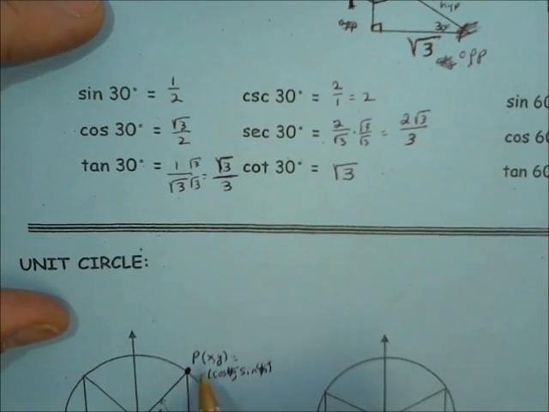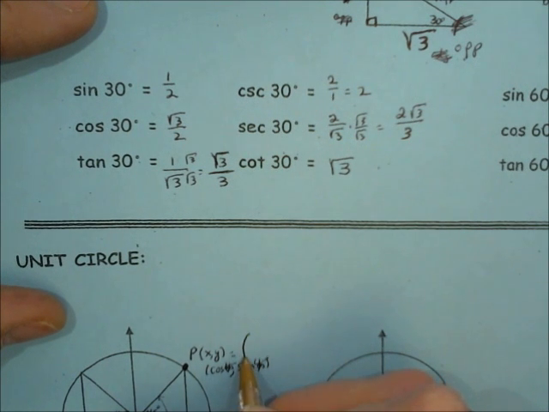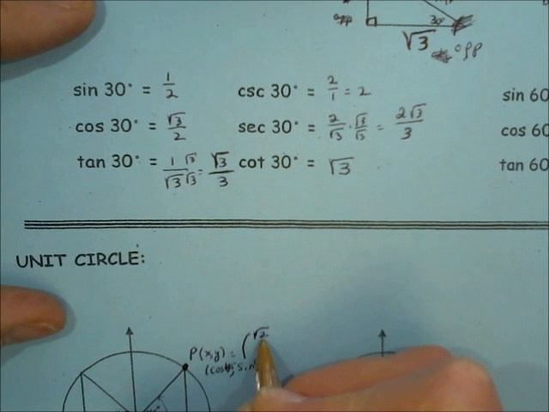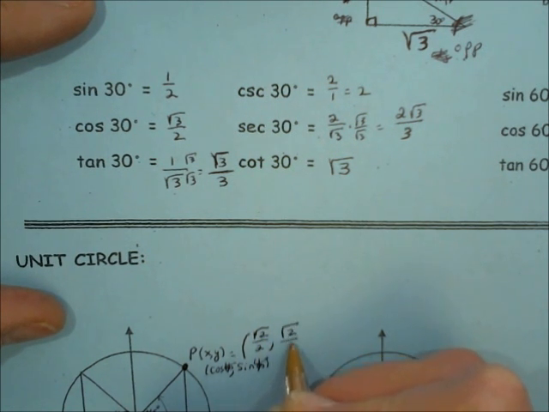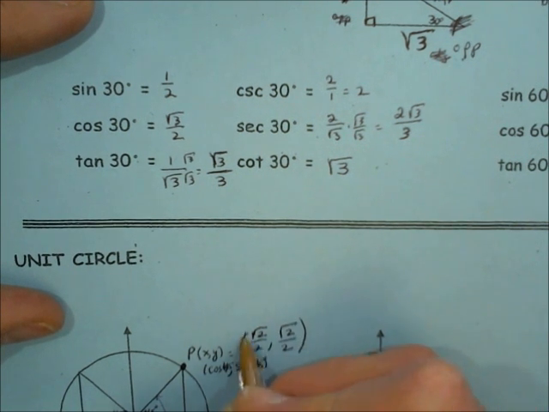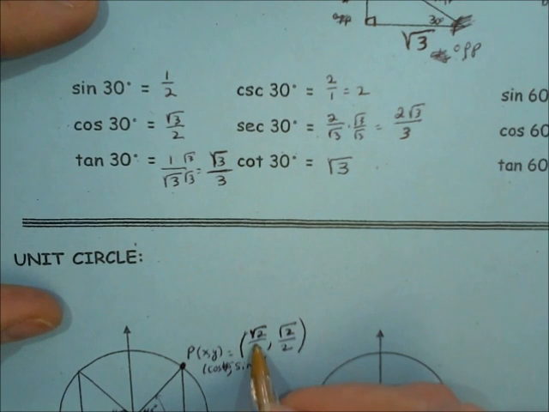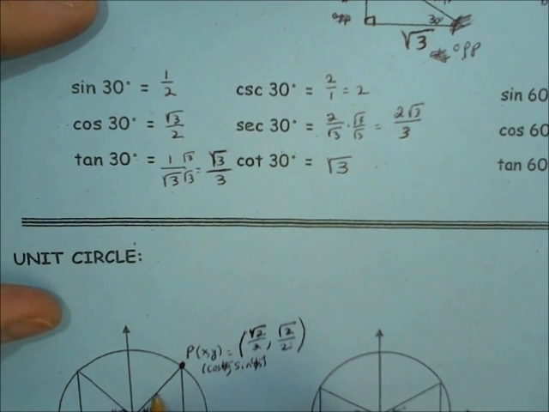So this point on the unit circle actually has coordinates of the square root of 2 over 2, comma, the square root of 2 over 2, because it's the cosine and the sine of our 45-degree angle.